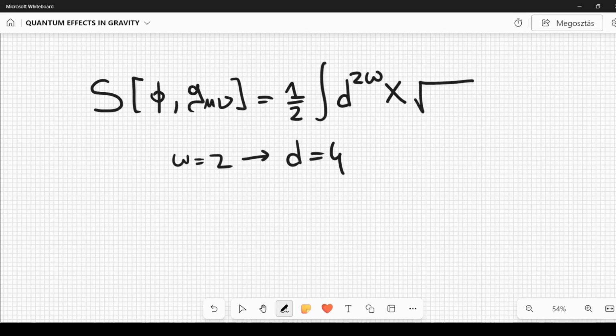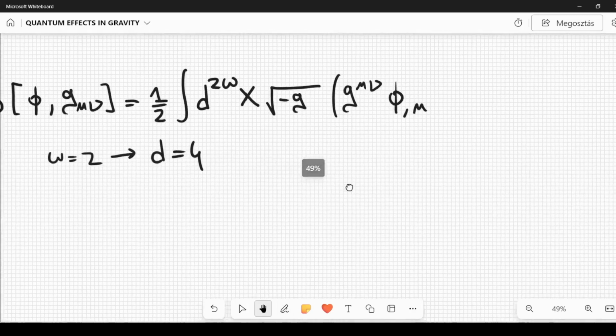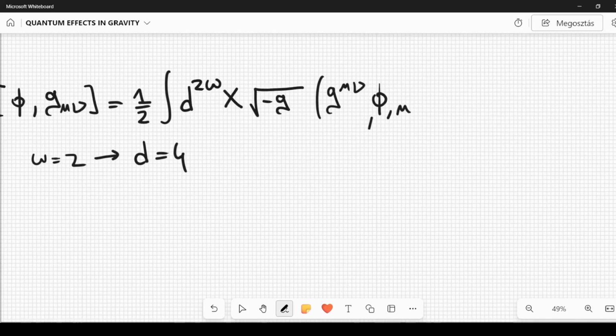Then here we have the square root of minus g, where g is the determinant of the metric tensor. And here we have g mu nu. We have the derivative, which I will denote like this, phi comma mu, which is the derivative of phi with respect to mu. So it's d phi dx mu. This notation is also used for covariant derivatives. When we have a scalar, the covariant derivative of a scalar is simply the gradient of the scalar, so it is calculated like this with partial derivatives.